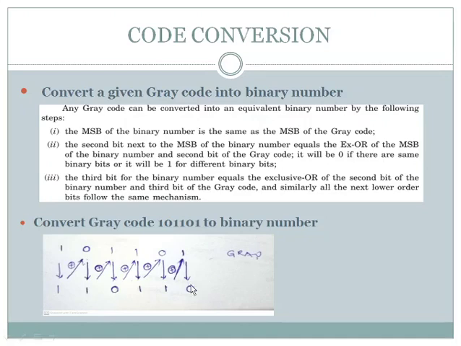In this way, to obtain the LSB of the binary, we XOR the LSB of the Gray code and the previous bit of the binary, which is 1. So 1 and 1 are similar bits, and the result is 0. So 110110 will be the equivalent binary number for the Gray code 101101. This is how we can obtain the binary number from a given Gray code.